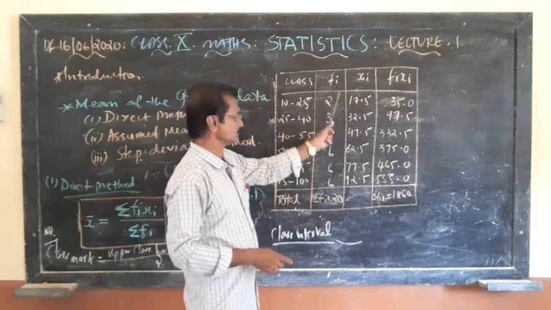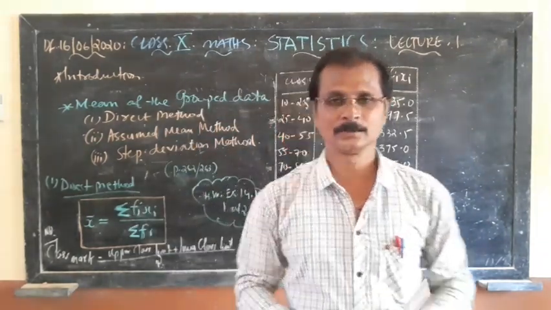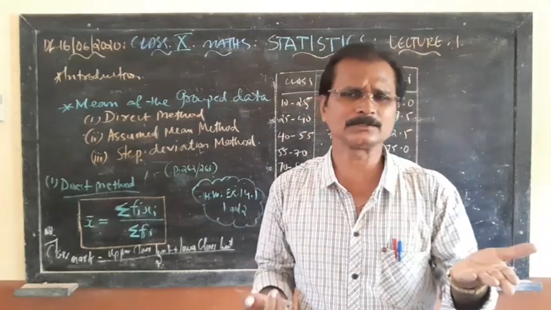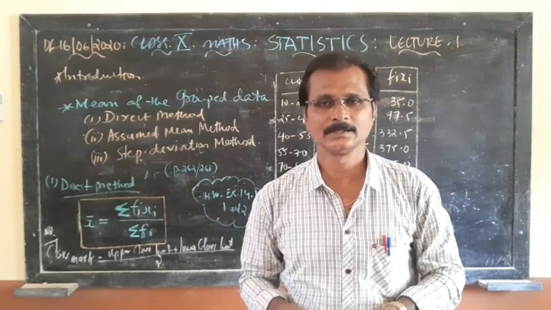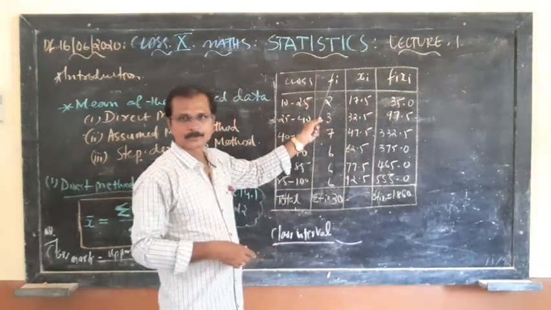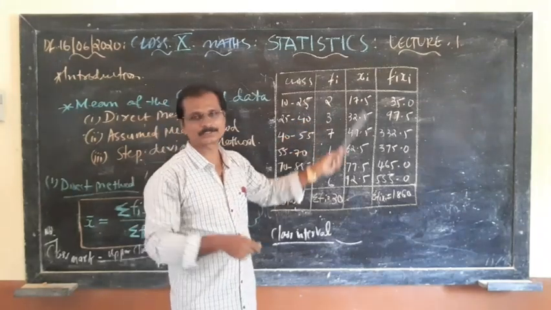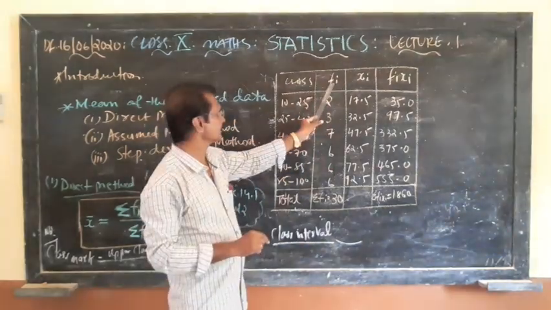Now the second column, Fi. Fi means number of students. So you can write number of students, or you can simply write frequency. Fi, that means F is representing frequency. So the textbook column, number of students, is written. You can write number of students in small letters and you can write Fi.